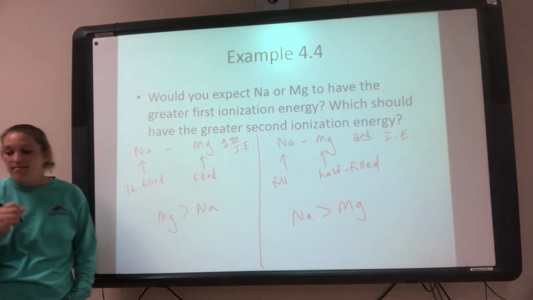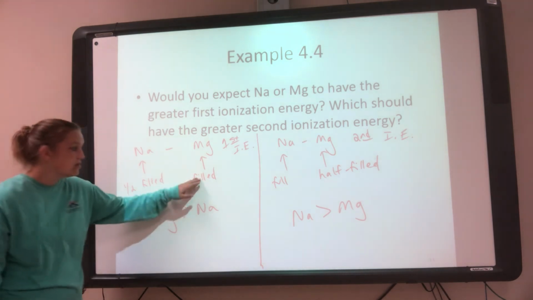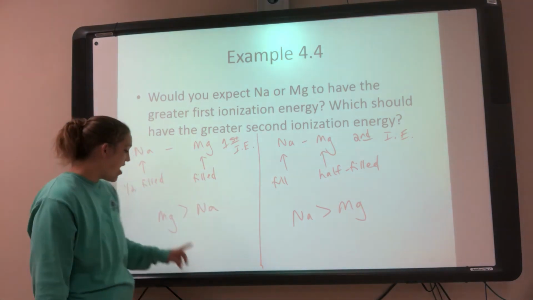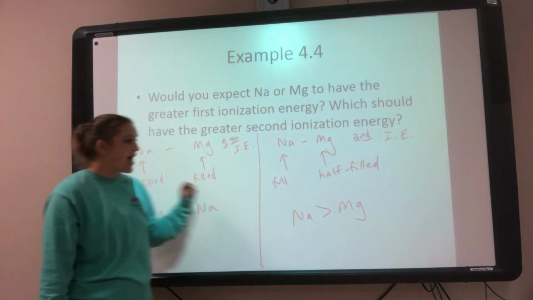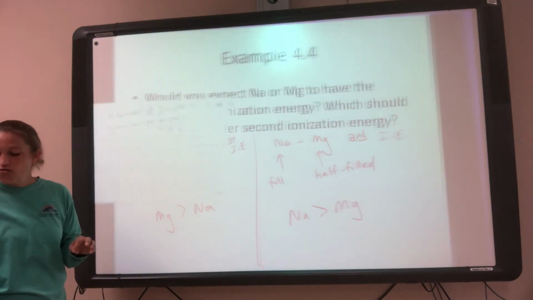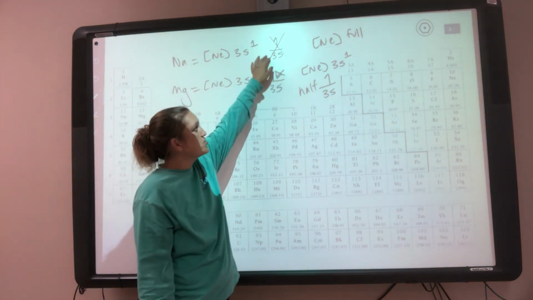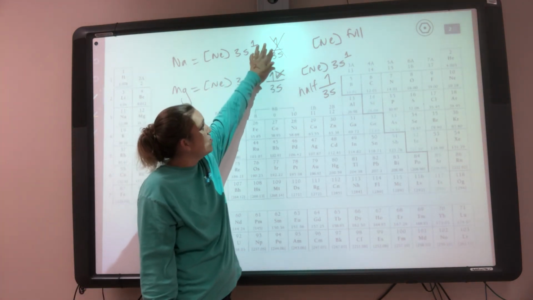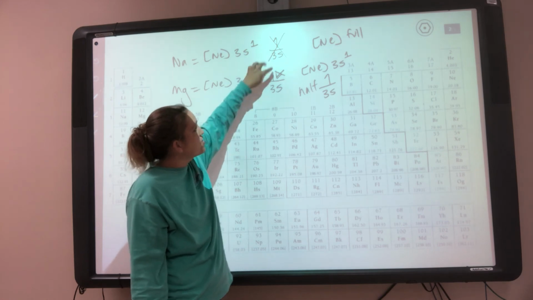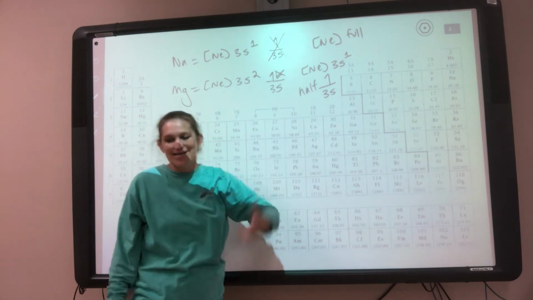All that matters here is you have to look to see what is the status of the orbital I'm taking that electron from. If I'm taking it from a filled orbital, it's going to be higher than if I'm taking it from a half filled one. Okay? So you need to draw the pictures. The only way I could do this is to write my electron configuration and draw my orbital diagram so I could see whether it is full or half full when I take the first one, and then I can also think about the second ionization energy.